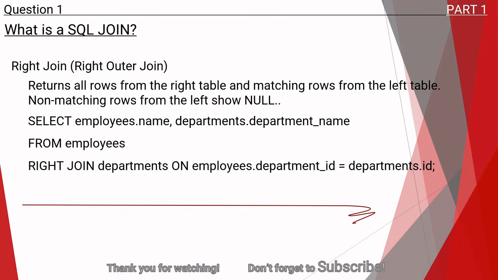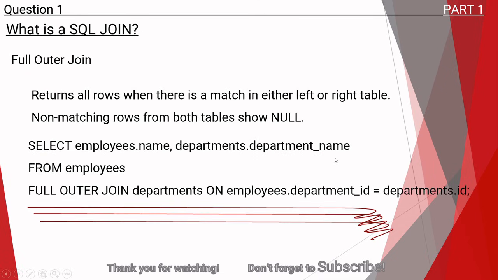Now, let us look at the right join or right outer join. This join returns all rows from the right table along with the matching rows from the left table. The result will include null values for those records. In the example provided, we retrieve all departments, even those without any associated employees.